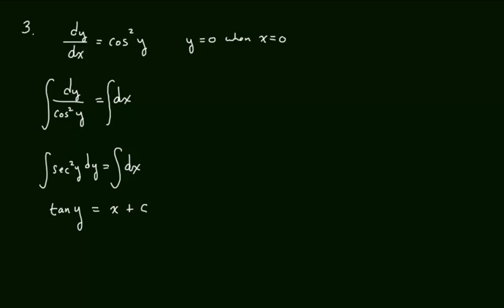I'm going to show, like I did in the last example, that you can solve for c at various stages of the problem. In this particular method, I'm going to solve for c now. So the tangent of 0 equals x, which is 0, plus c. And I conclude from here that c equals 0.